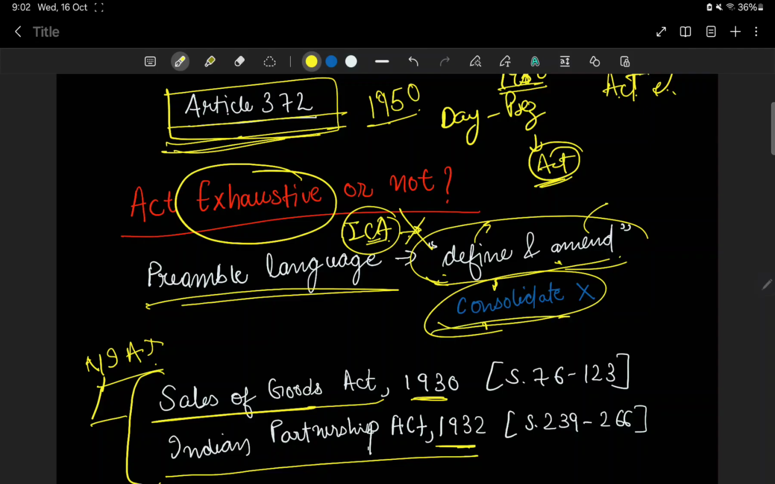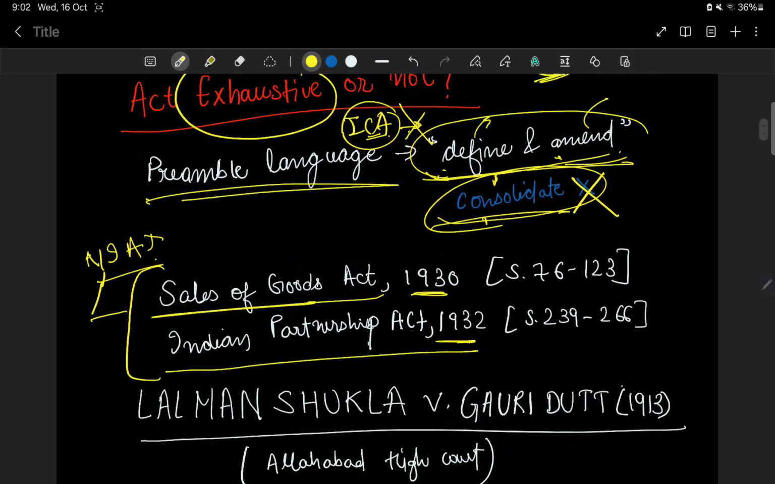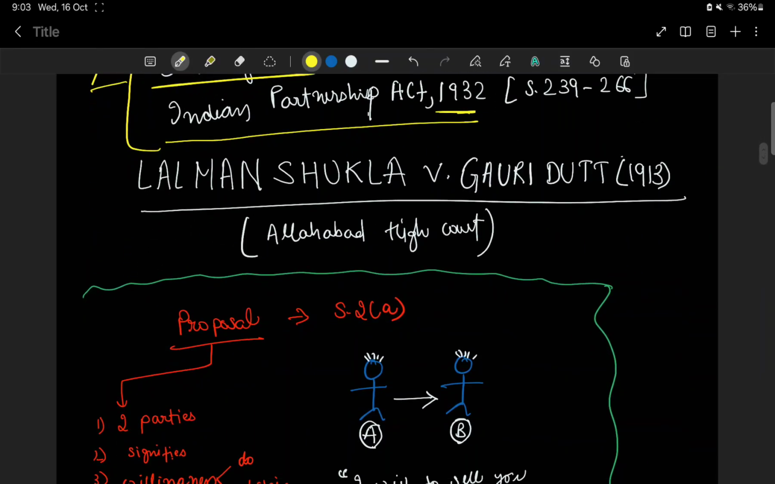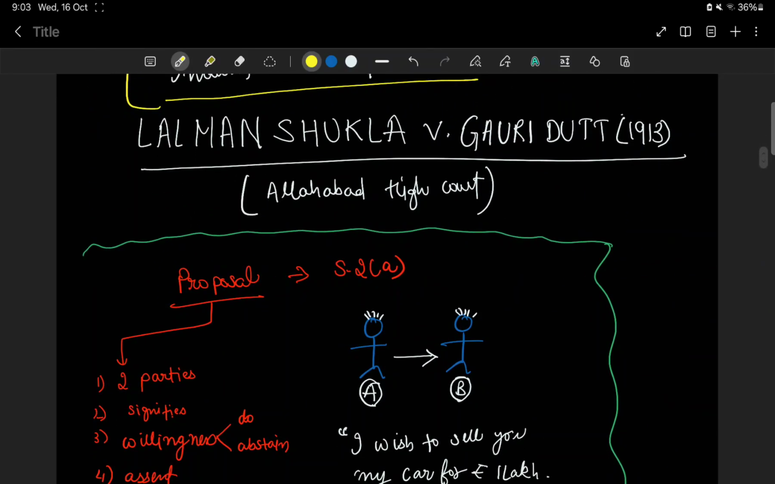Consolidate means एक साथ इकट्ठा करके पूरे सब्जेक्ट को एक एक्ट के अंदर कंसोलिडेट कर देना, इकट्ठा कर देना. But consolidate is not used in the preamble. The words used are define and amend, right? So the act is not exhaustive. So this was the basic introduction of the subject.